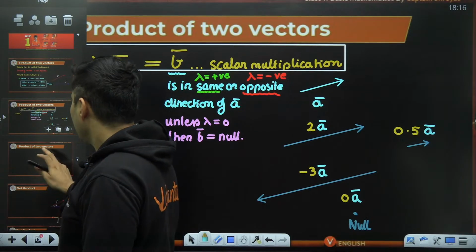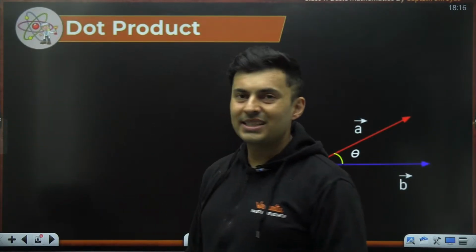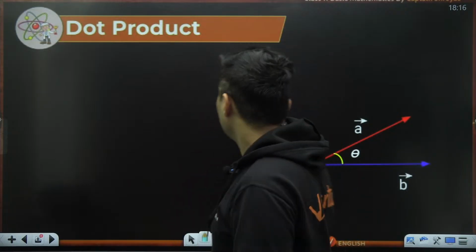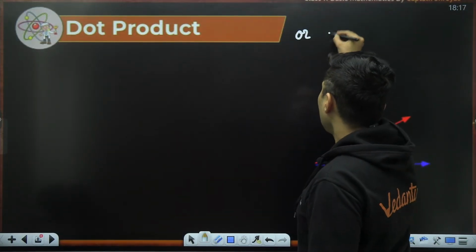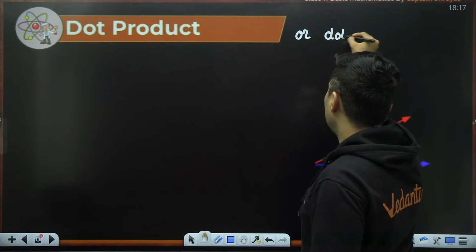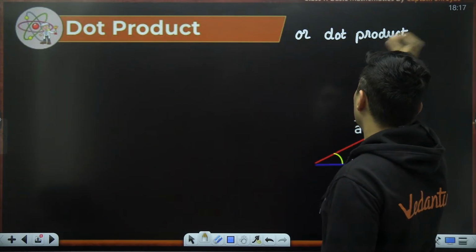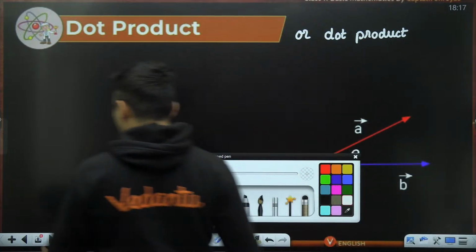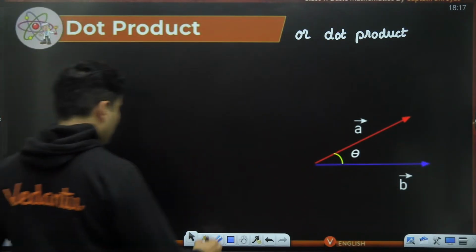So let's start seeing one by one, and let's start with the easier one, which is basically the scalar product. Scalar product, or I can call it dot product. Let's start with examples and then we will go ahead.